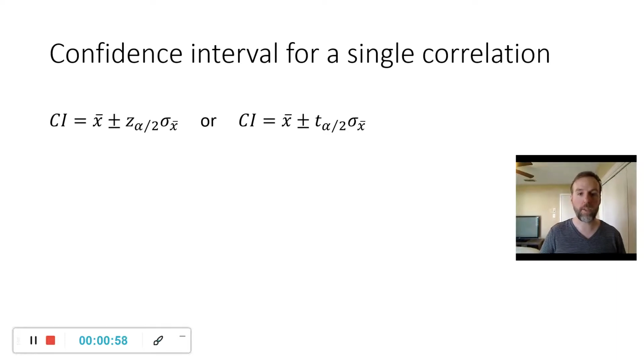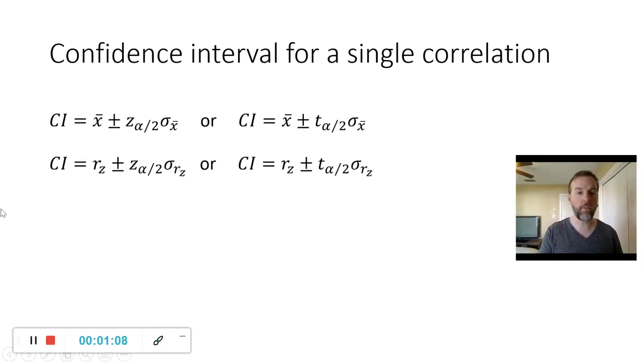The good news is that we can transform them so that they are normally distributed, the correlation coefficients. And that would give us an updated confidence interval formula that looks like the following. So instead of putting in a mean here, we're going to put in a correlation coefficient value, but this is a transformed value denoted by the z value here. So this is r sub z, and we'll talk about how to calculate that.